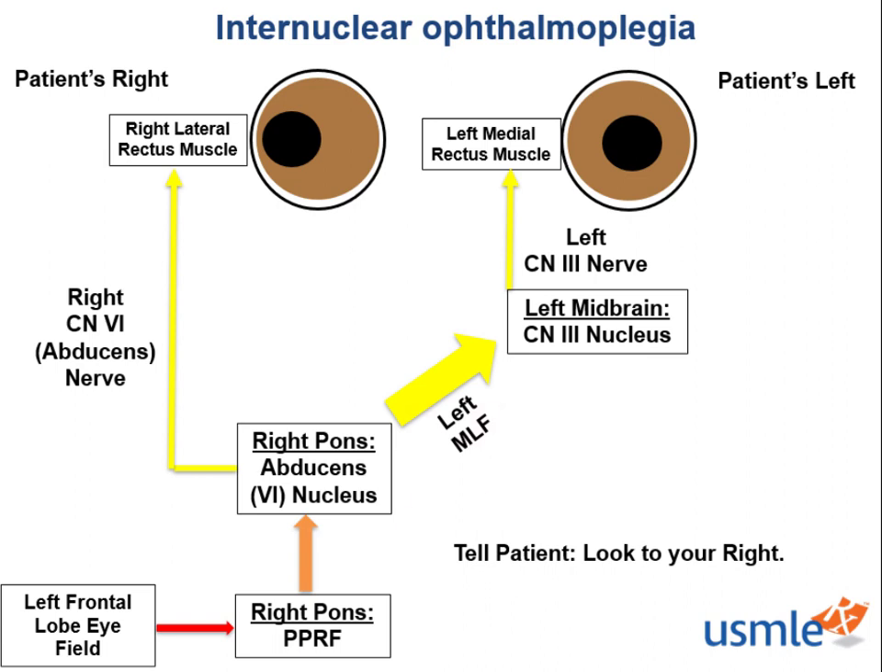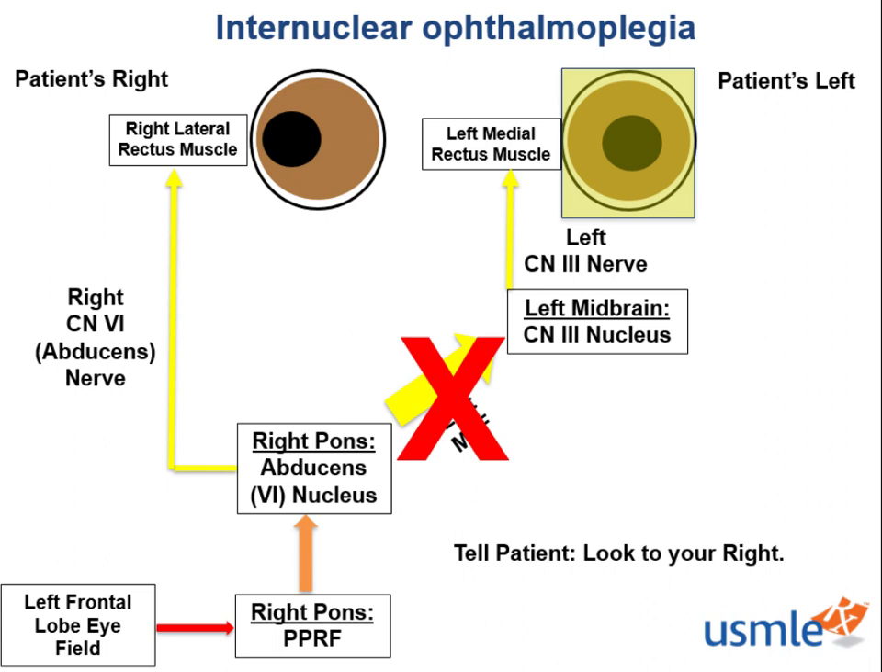However, there is a lesion in the MLF, such as from demyelination in the setting of multiple sclerosis, that blocks this pathway. And so, the patient's left eye cannot adduct. This is called a left internuclear ophthalmoplegia because the left MLF is damaged, leading to inability of the left eye to adduct. You must realize that damage to the MLF causes ipsilateral adduction issues. So a left MLF means the left eye cannot adduct. That understanding will get you a point on test day.